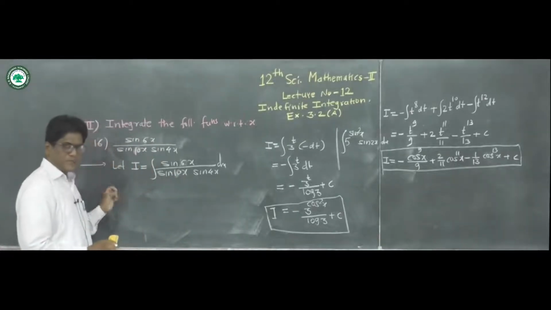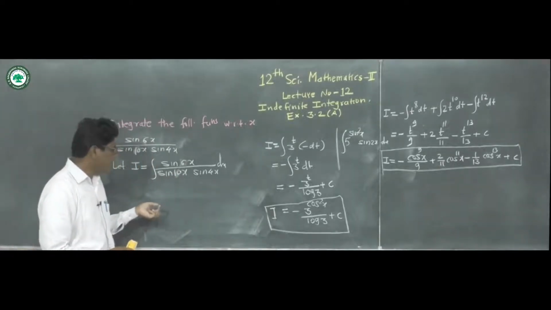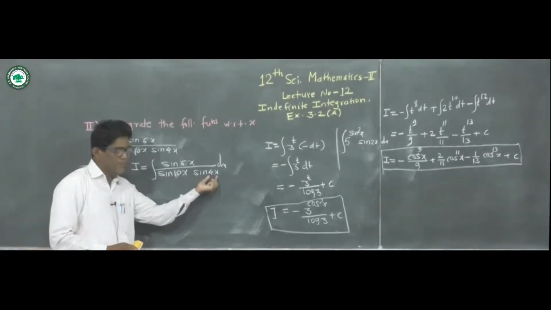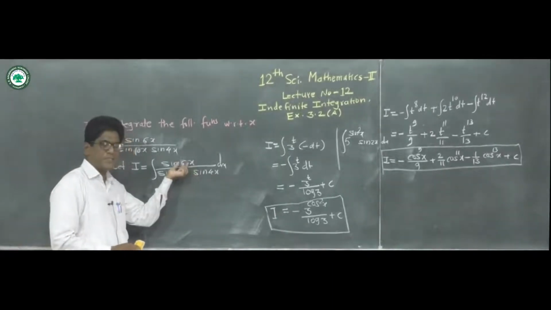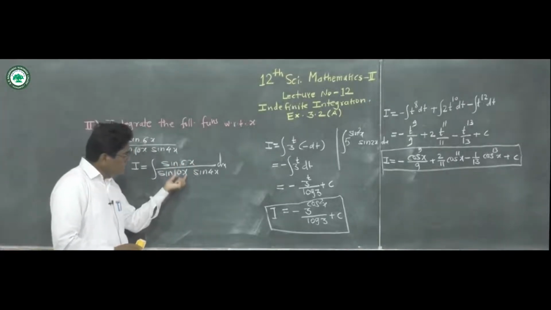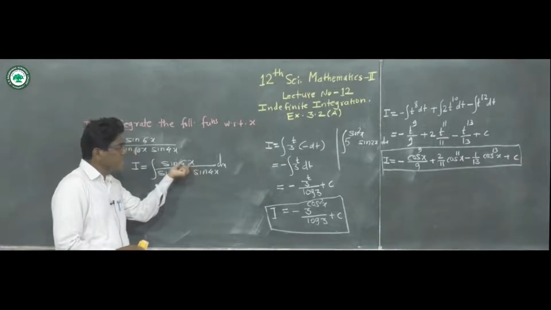Now see here, observe the angles of sine. Here in the denominator angle is 10x and here 4x. And here in the numerator 6x. What is the relation here? If we subtract 10x minus 4x, we get 6x.